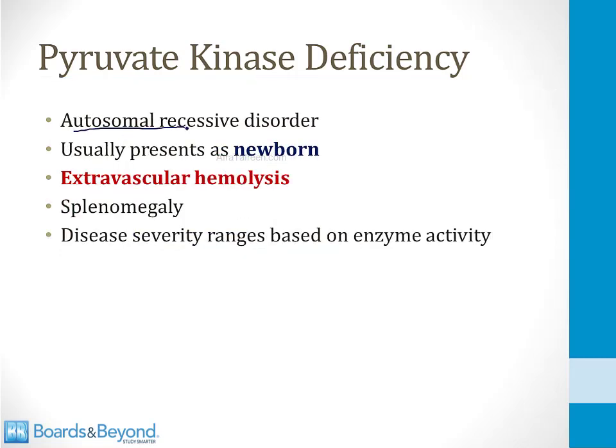This is an autosomal recessive disorder. It usually presents in the newborn period with signs and symptoms of extravascular hemolysis. The hemolysis occurs in the spleen, and thus it is extravascular. The baby will have an enlarged spleen on physical exam, and the disease severity depends on how low their enzyme levels are. So if they have a mild decrease, they may have a mild extravascular hemolytic anemia. If they have a severe decrease in pyruvate kinase, the symptoms can be very serious and life-threatening.